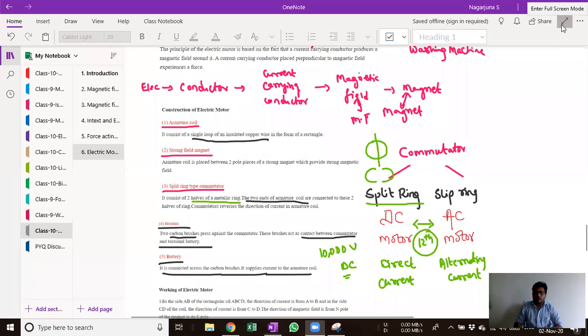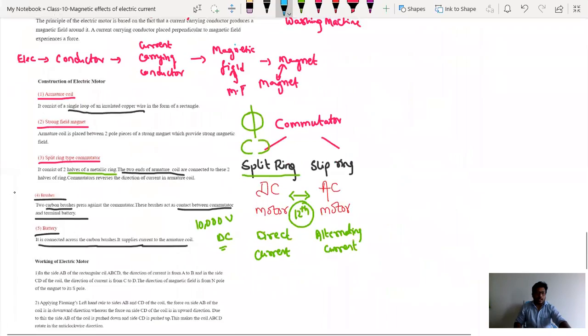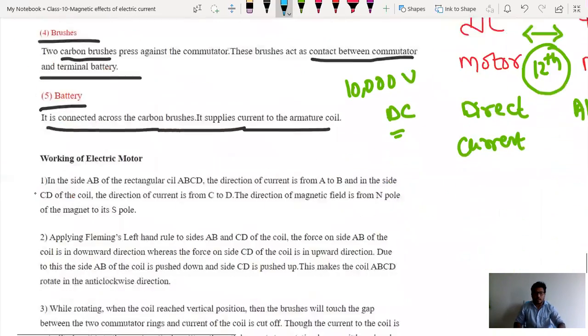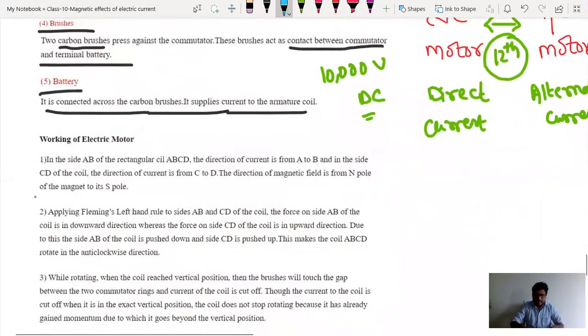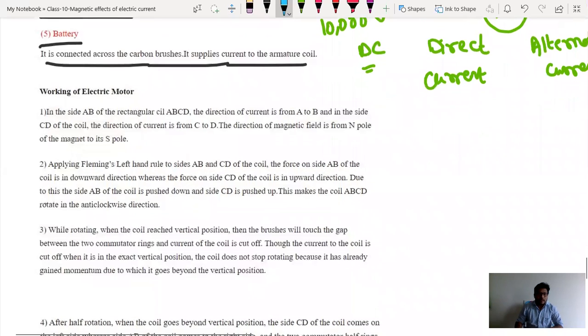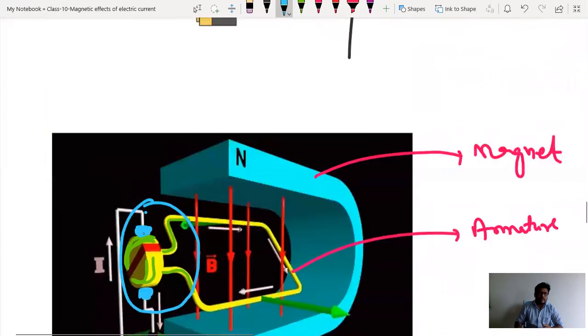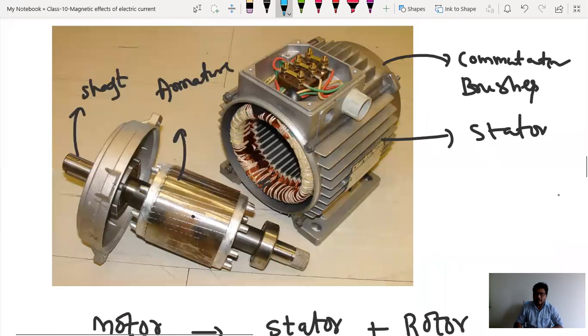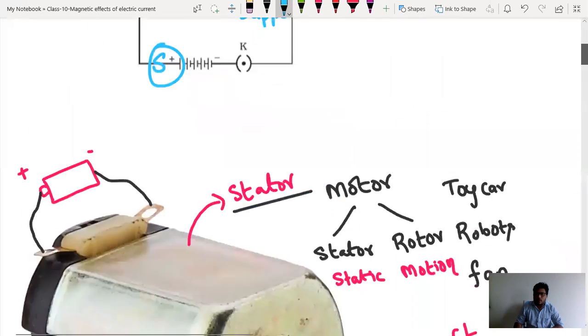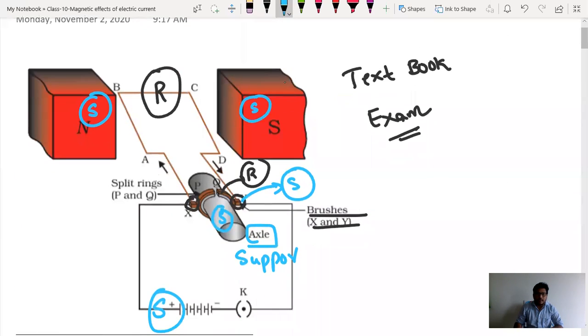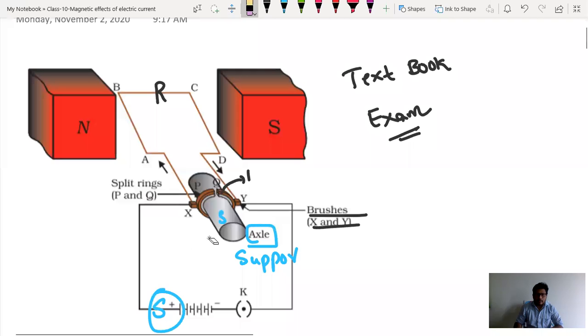Now let us see the working of a motor. It is quite easy to understand. Let us see the motor. In the side AB of rectangular coil ABCD, the direction of... okay, no need of this, I'll just explain. You can easily understand this. So guys, consider this is a schematic diagram of a motor.